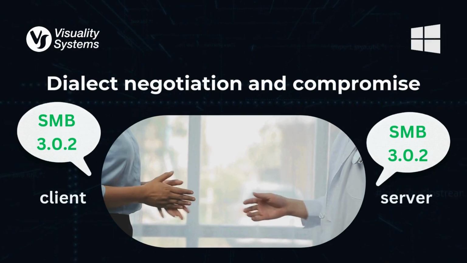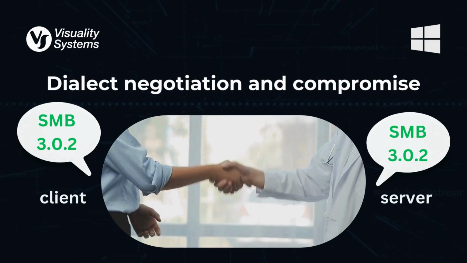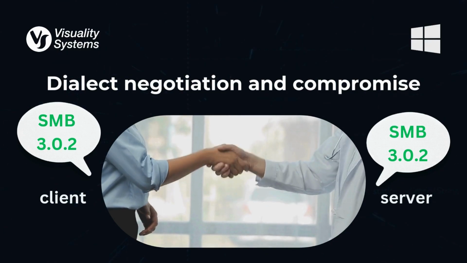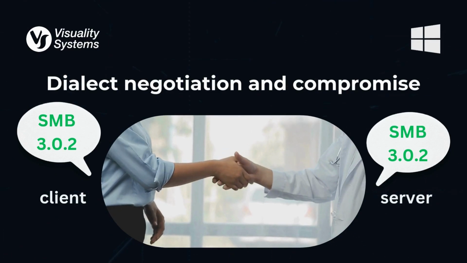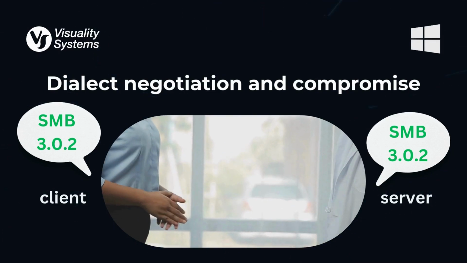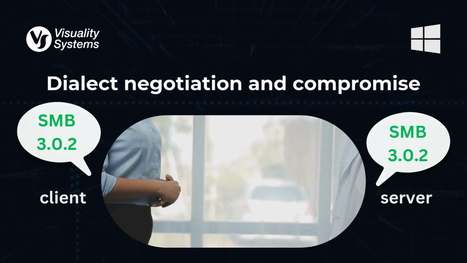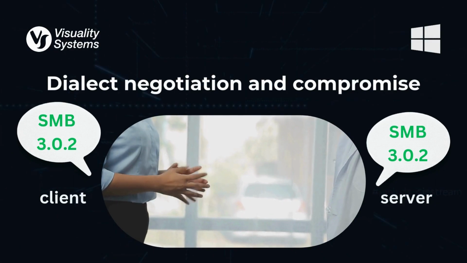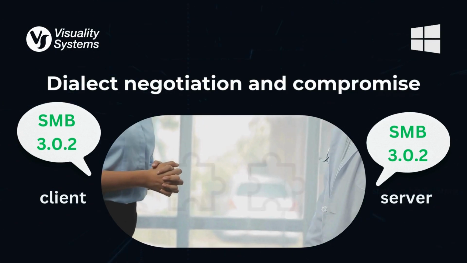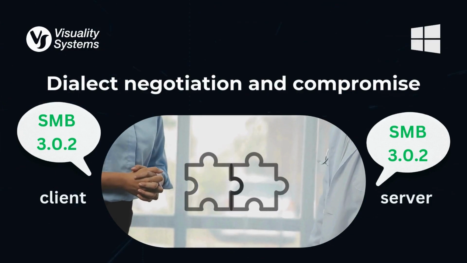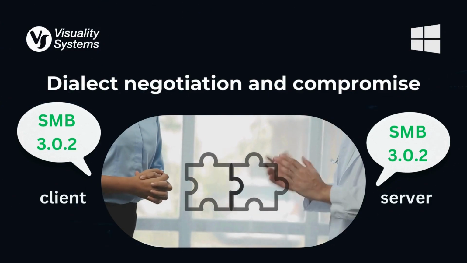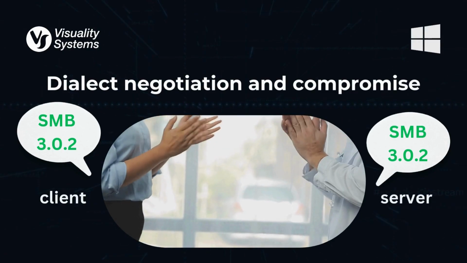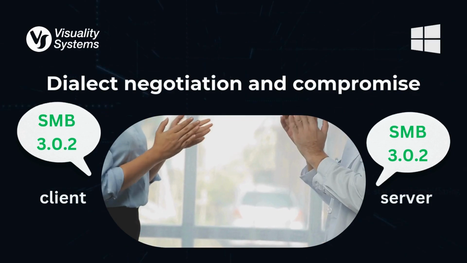In this situation, the client must compromise by downgrading its protocol to match the highest version supported by the server, SMB 3.0.2. Although the client can support newer features in SMB 3.1.1, it needs to revert to SMB 3.0.2 to ensure connectivity and compatibility with the server. Once the client downgrades to SMB 3.0.2, a connection can successfully be established, provided both the client and server support this common version. This compromise enables communication while honoring the security and compatibility limits enforced by dialect settings.